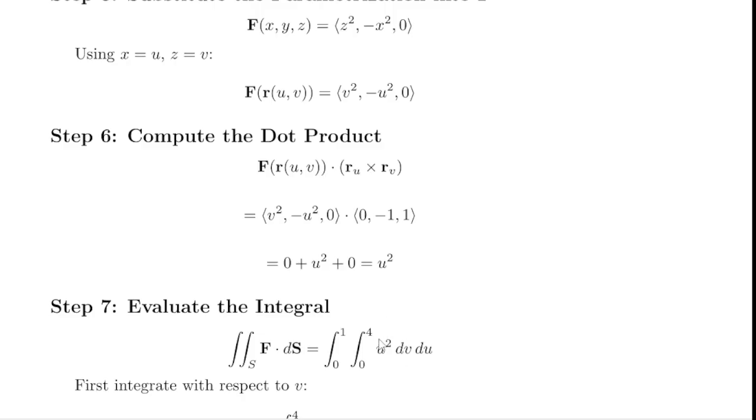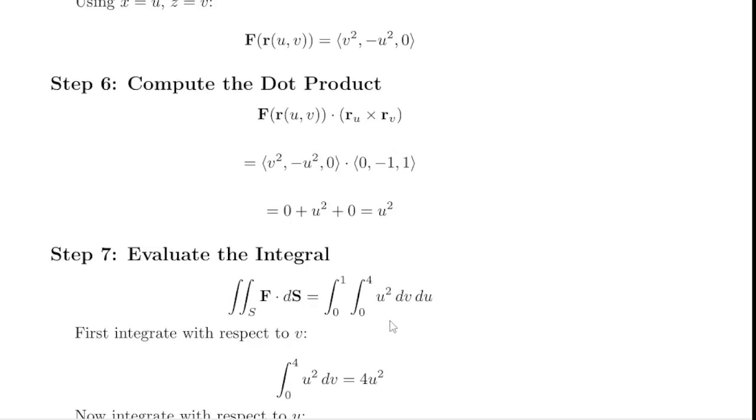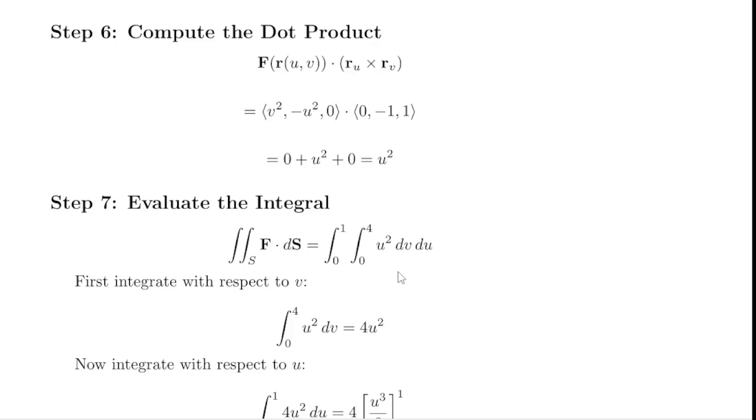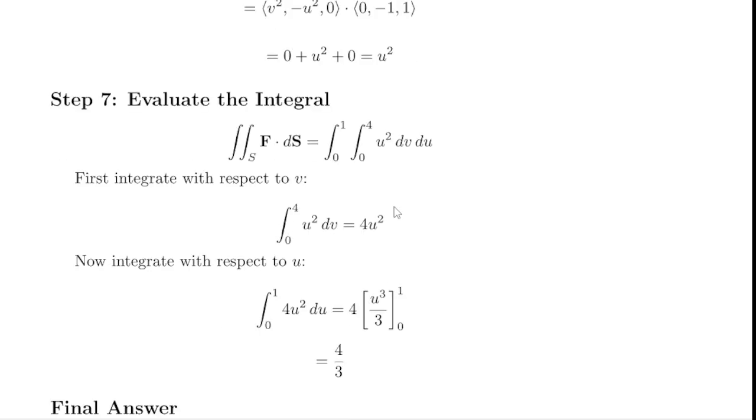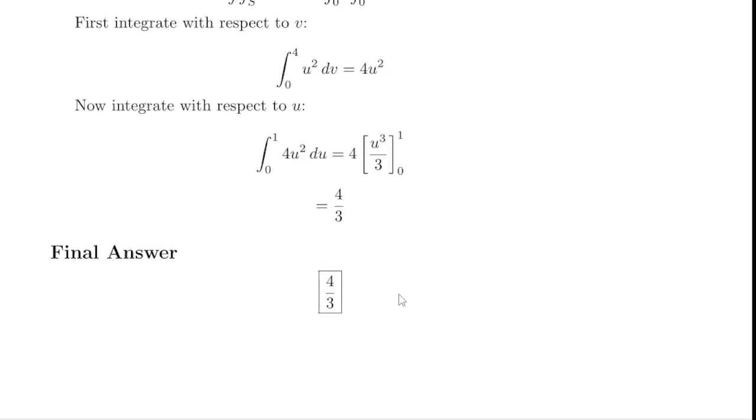And so that goes inside the integral. And remember, v we said was between 0 and 4, and u was between 0 and 1. So let's first integrate u² with respect to v. Well, u² is a constant, so we could just multiply the length of the interval with u². So that's 4u². And then now we need to integrate 4u² from 0 to 1. We take the antiderivative, which is 4 times u³ over 3, evaluate from 0 to 1, and end up with our final answer as 4/3.